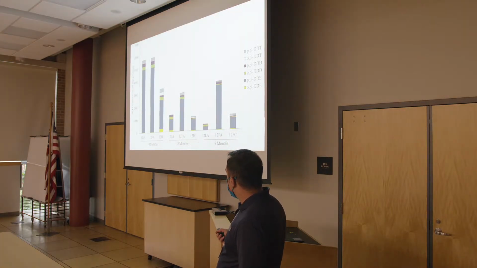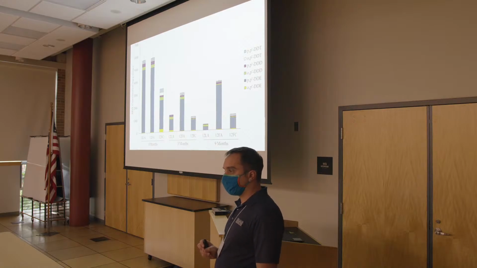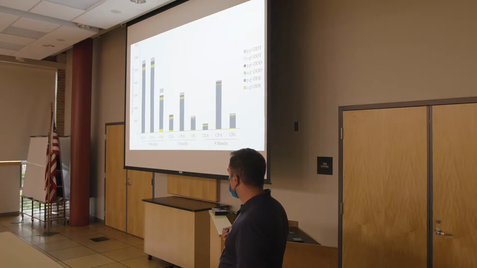To orient you, this is some of the data that we have here. On the y-axis, we have DDX concentration in the earthworms, so the actual tissue concentrations of the earthworms. We have time on the x-axis here, so the 0, 3, and 9 months that we did our sampling.